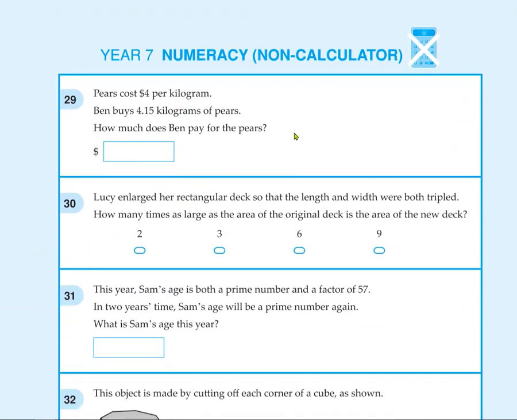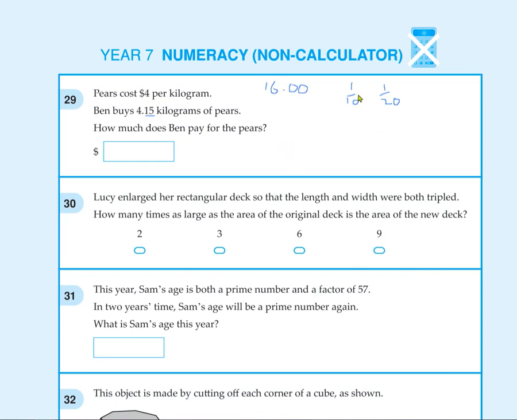All right, pears cost $4 per kilo, 4.15 kilos of pears. How much does Ben pay for the pears? A little bit trickier. You will need to know that 0.1 is a tenth, and then 0.05 is half of that. So you need a tenth plus a 20th, plus you need 4 lots. So 4 times the 4, that's easy. That will be $16.